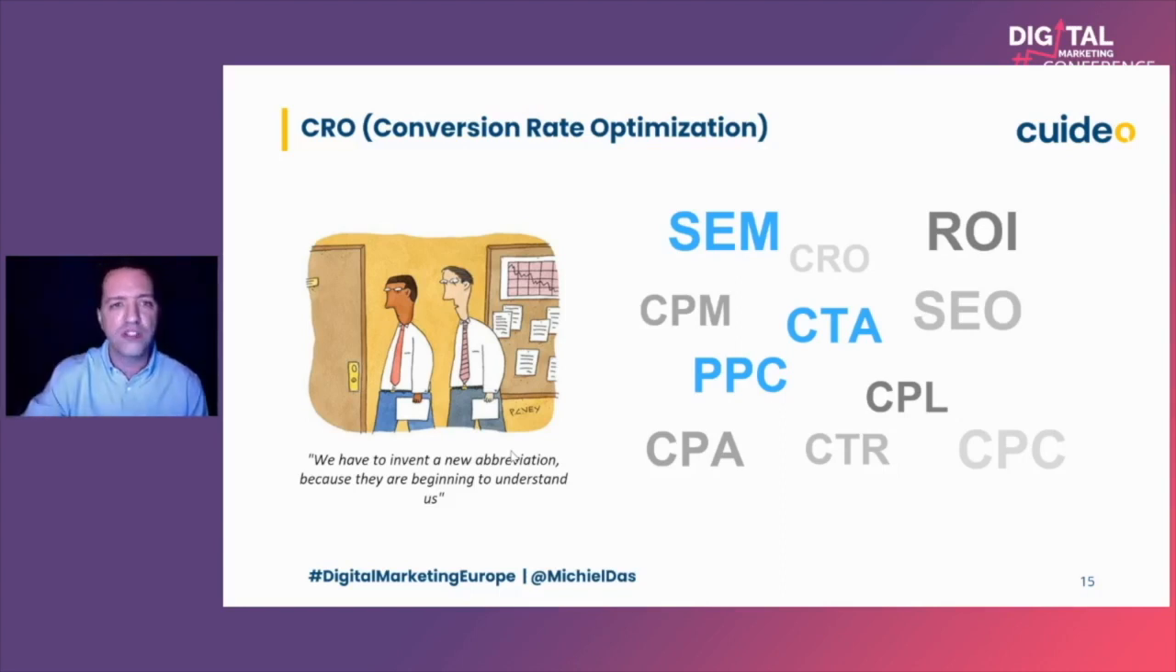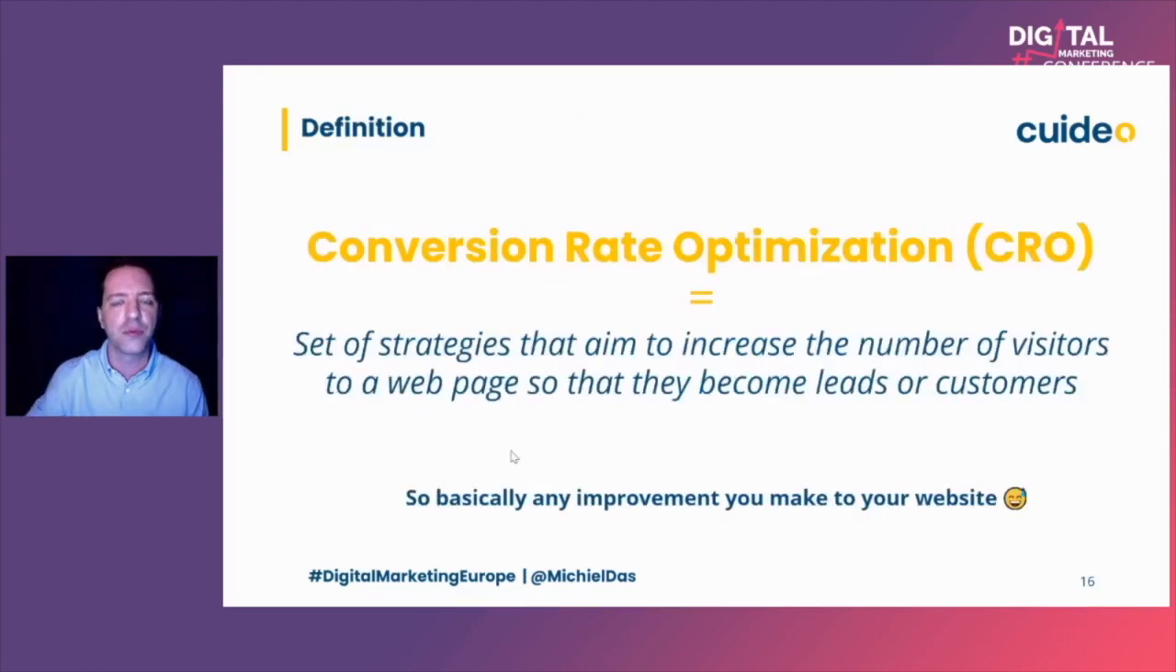So what's CRO, or conversion rate optimization? Well, some definitions say that conversion rate optimization is a set of strategies that aim to increase the number of visitors to websites, strategies that you can implement to get more leads and more customers. But that's a very poor definition, because if that's your definition, any change that you make to your website, even without knowing it, could technically be classified as CRO.